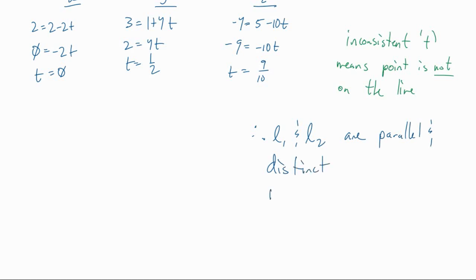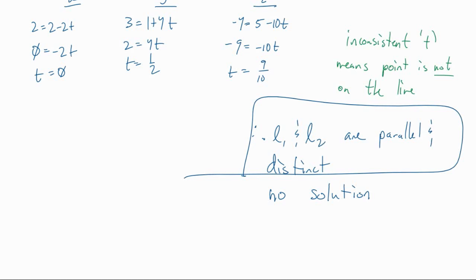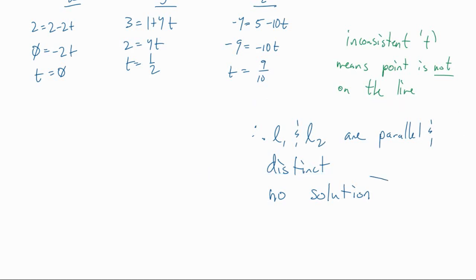And that means there's no solution. So because there's no solution, I can't state what the solution is. That would be the third part of it. The geometric interpretation is L1 and L2 are parallel and distinct. Number of solutions is none. And so the third part we can't do.